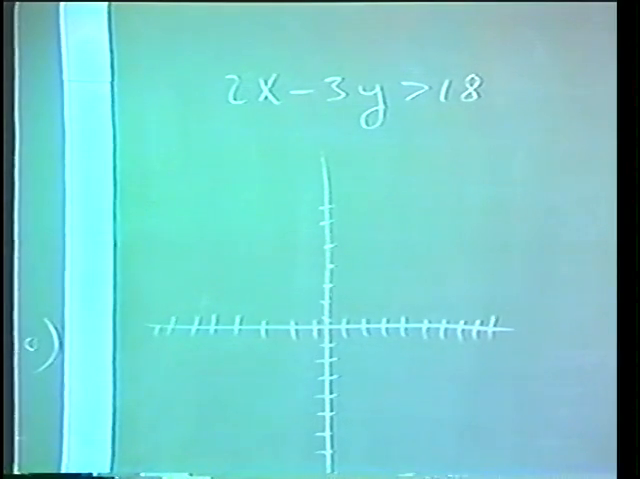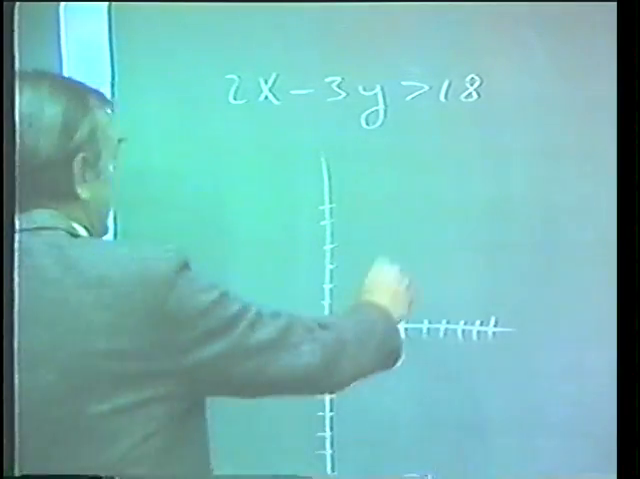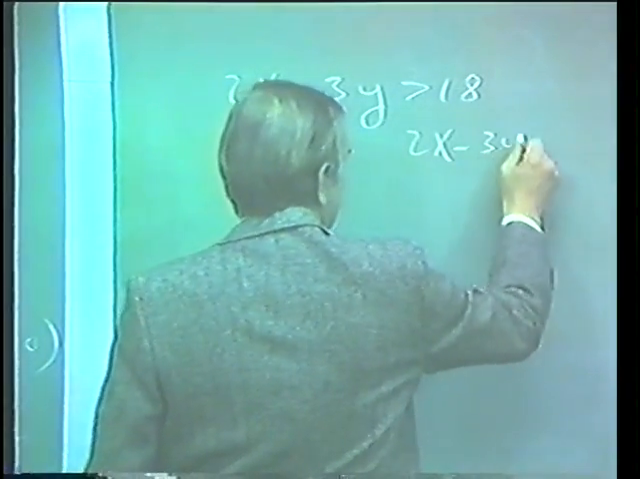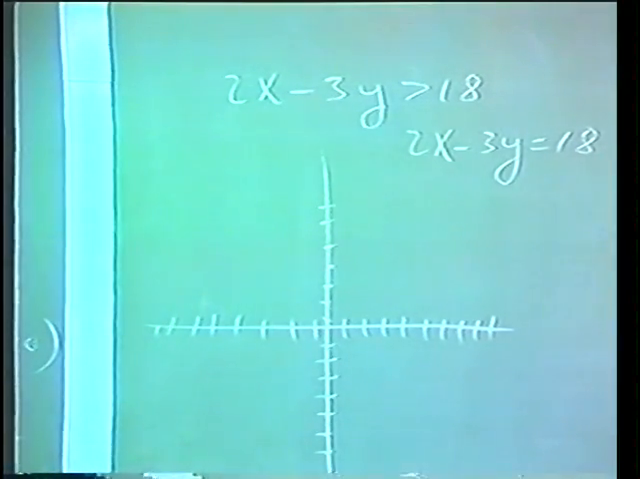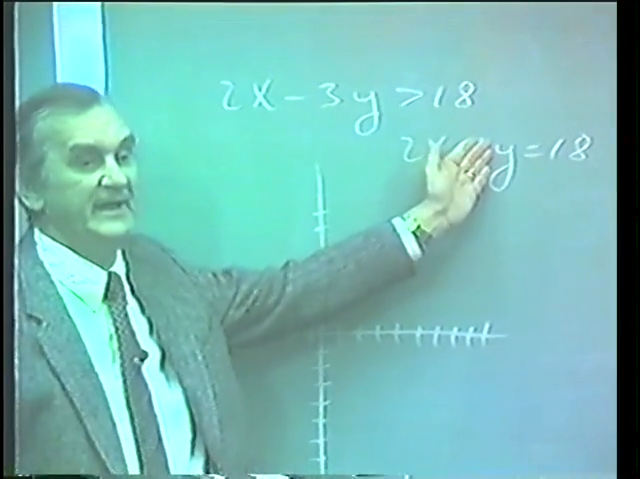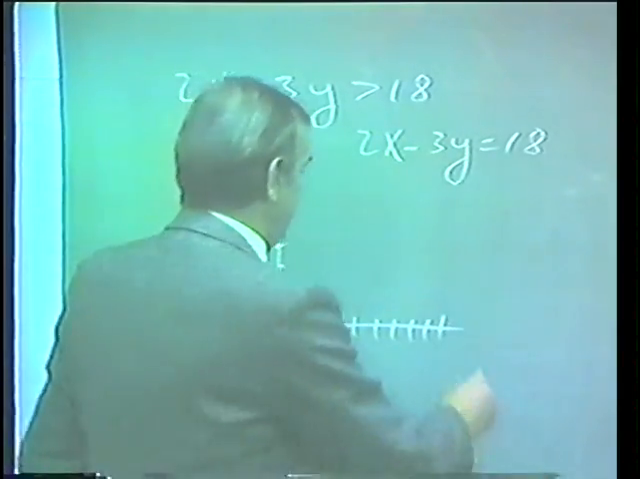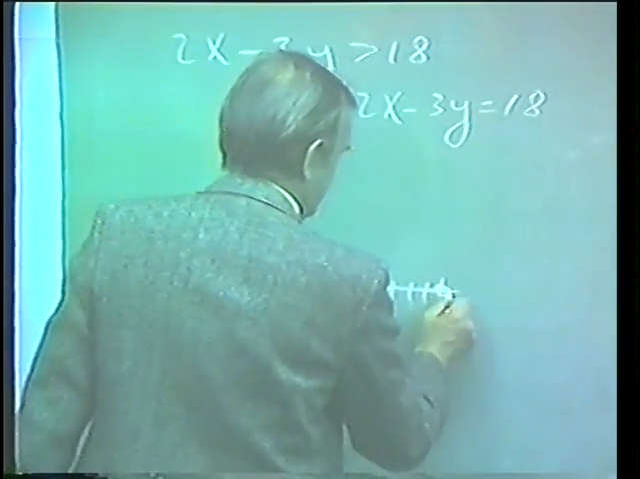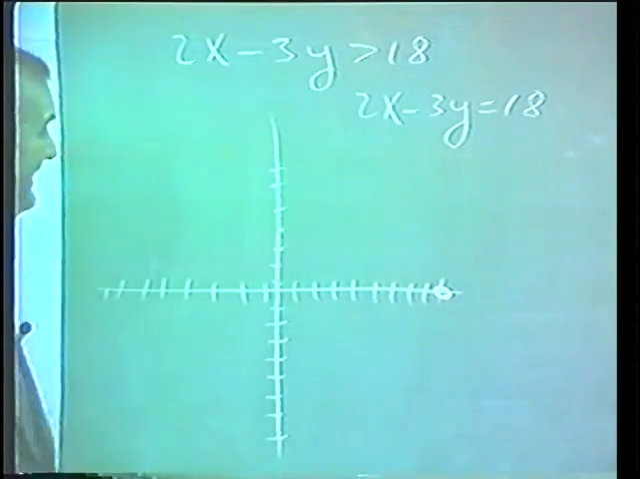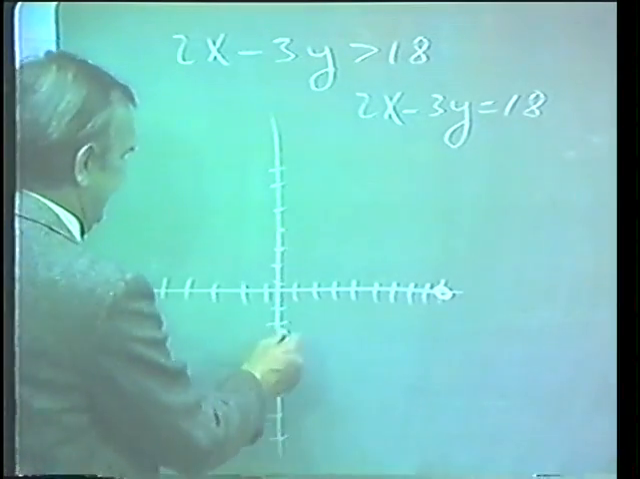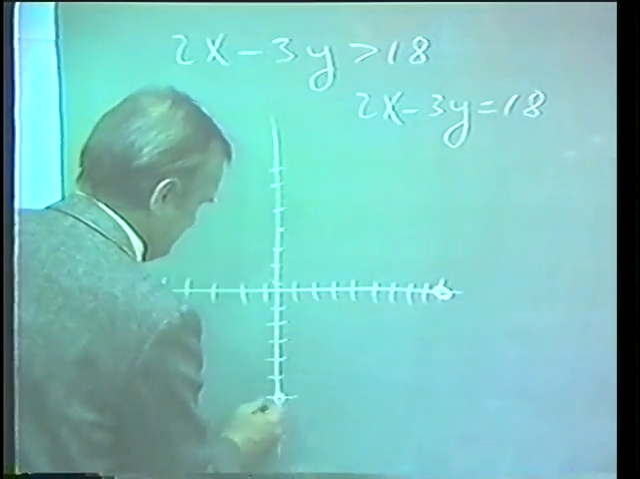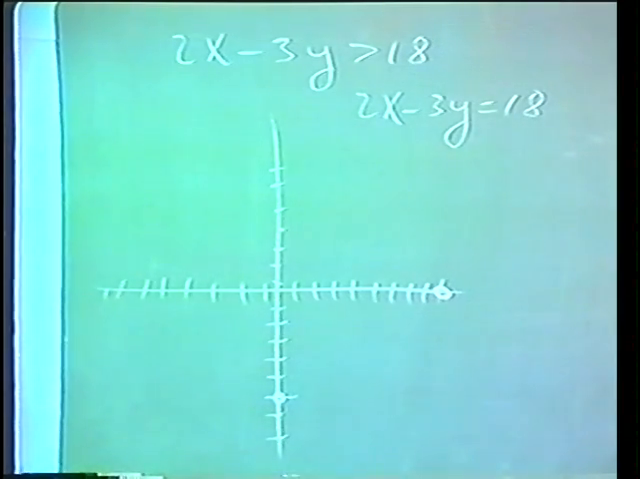Now the first thing we have to do is graph the equality 2x minus 3y equals 18. I'm going to take a look at 2x minus 3y equals 18, and we're going to graph that by the intercept method. If y is 0, x comes out to be 9. If x is 0, y comes out to be negative 6. So now I'm ready to make the line.